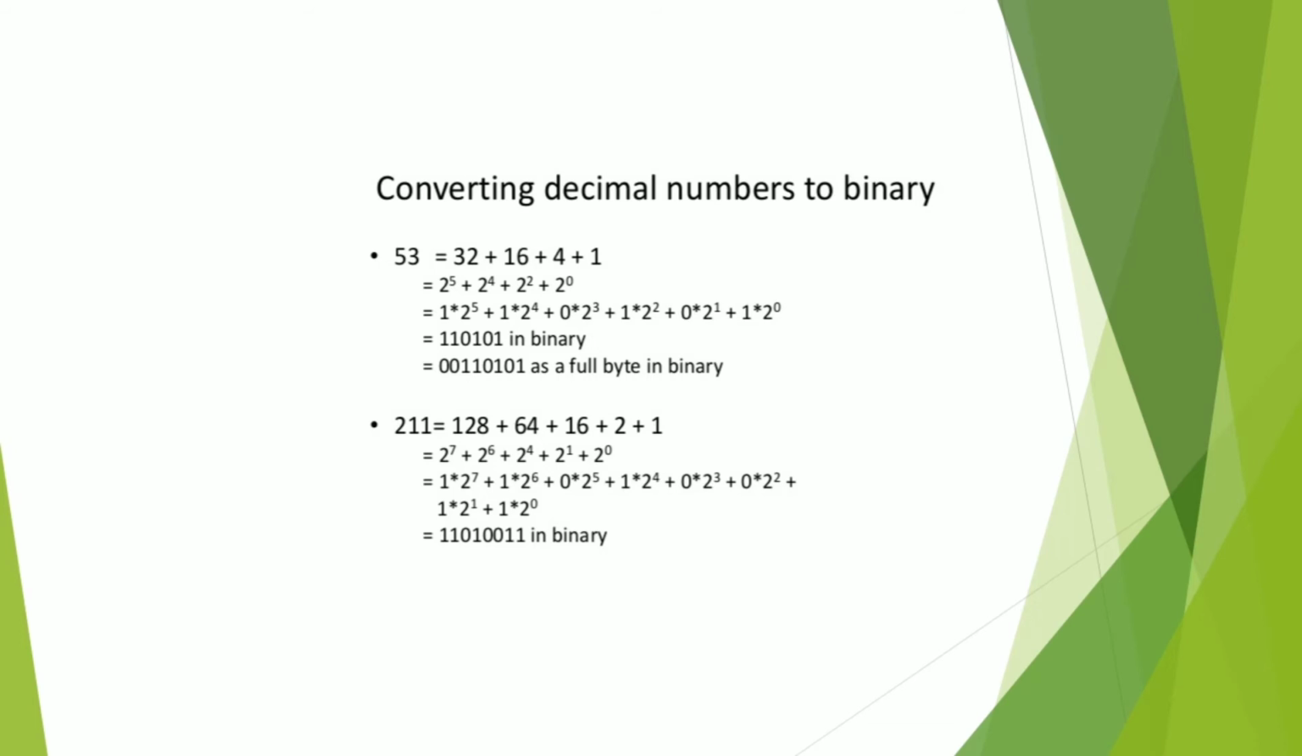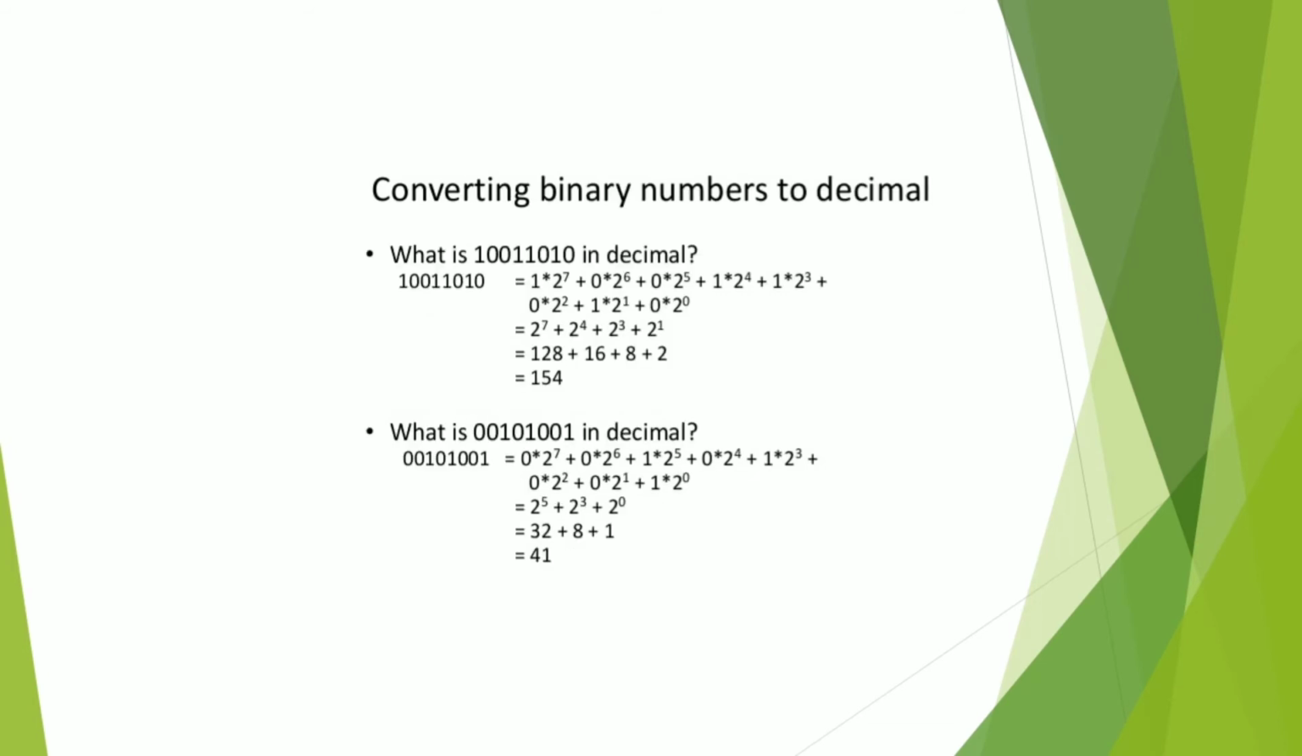Now we consider simple examples of converting a decimal number to binary. A simple number we are considering is 53, and we have to convert this to binary. So let us divide this number by 2, and at the end we get the conversion, that is 1 1 0 1 0 1.